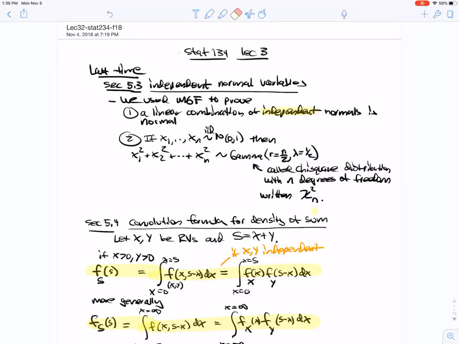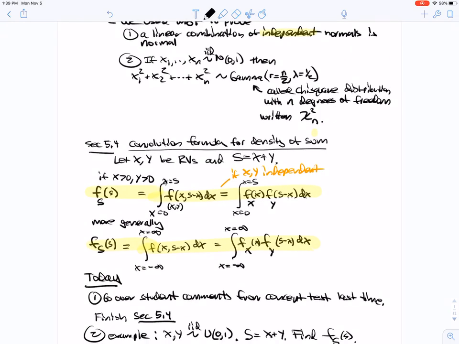Hello, it's Stat 134, lecture 32. Last time we covered section 5.3, independent normal variables, and we used the MGF to prove that a linear combination of independent normals is normal. And we showed that if X1 to Xn are IID standard normals, then the sum of their squares is a gamma with r equal to n over 2 and lambda equal to a half, which is called a chi-square distribution with n degrees of freedom, written chi-squared sub n. The n is because we have n independent standard normals.